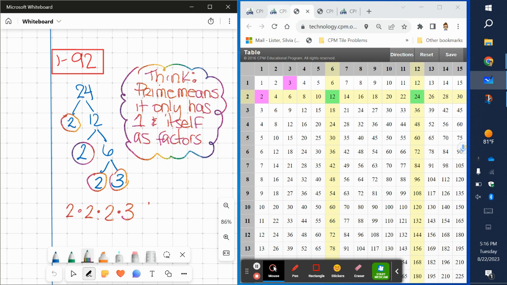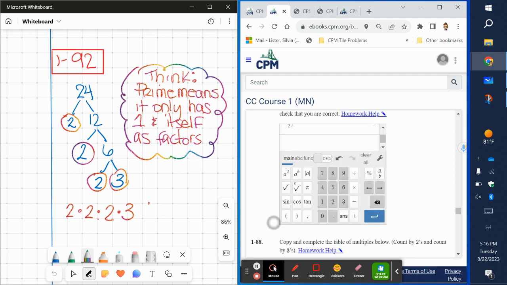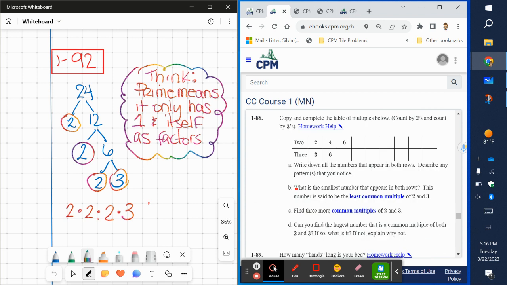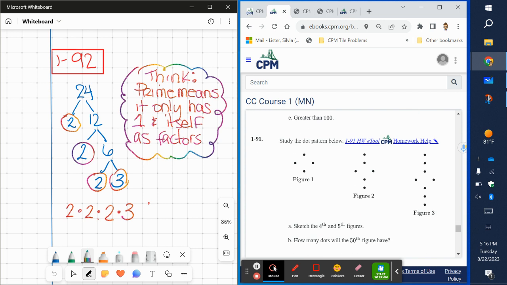And if you're not sure, you can scroll down here to your calculator and you can work it out. So what you definitely want to do is use the rest of the problems in your ebook to help you answer the problems in your ebook. And that's what I'm hoping to help you learn.